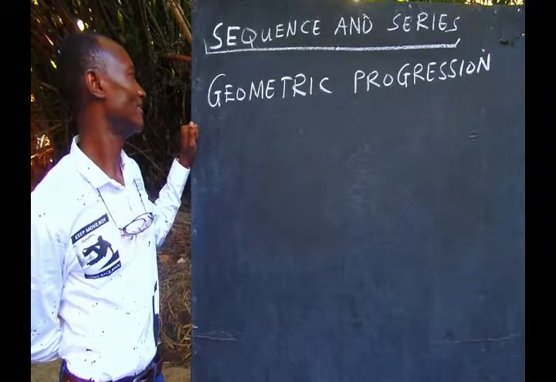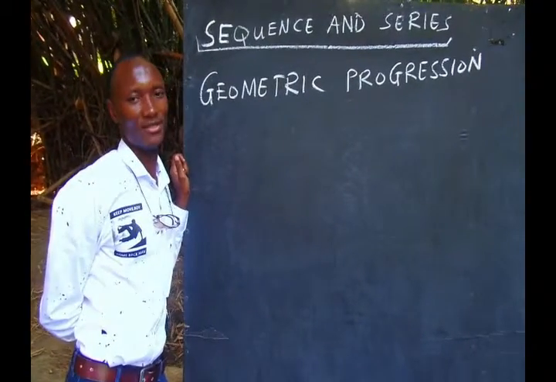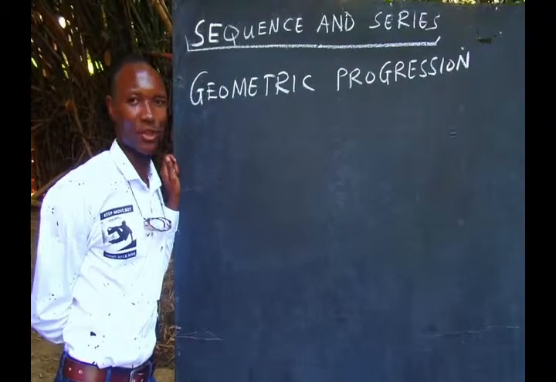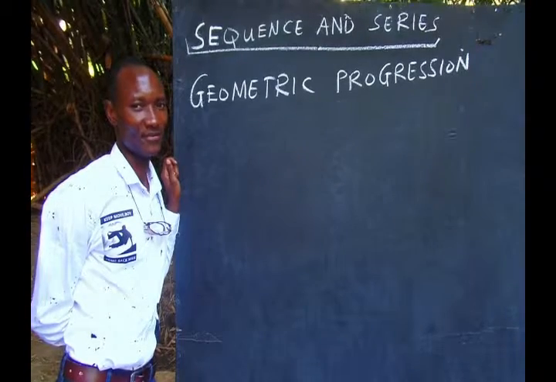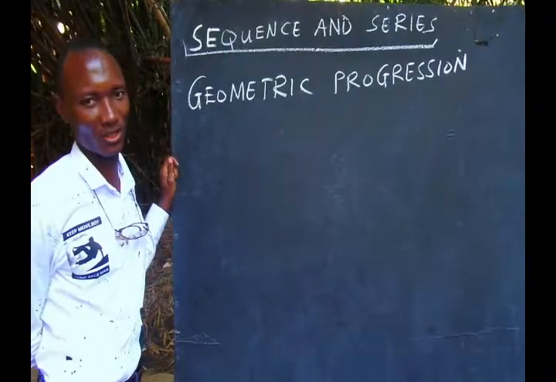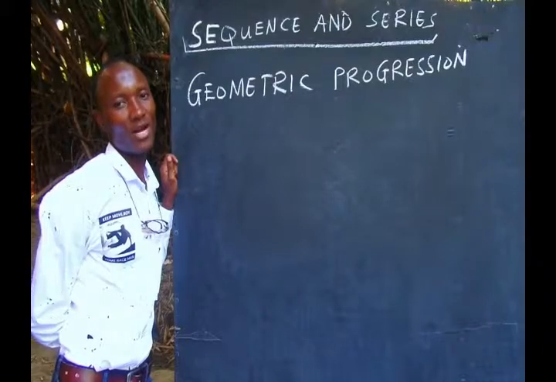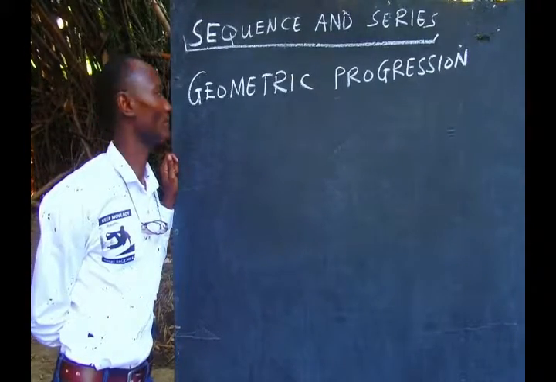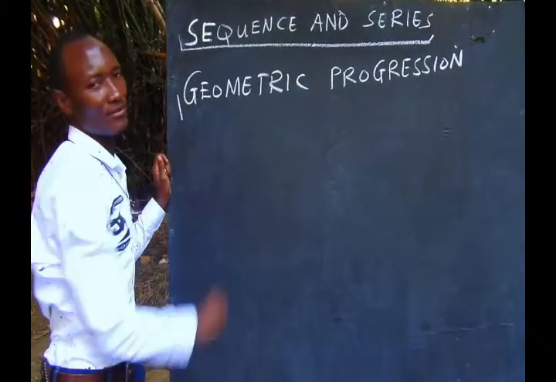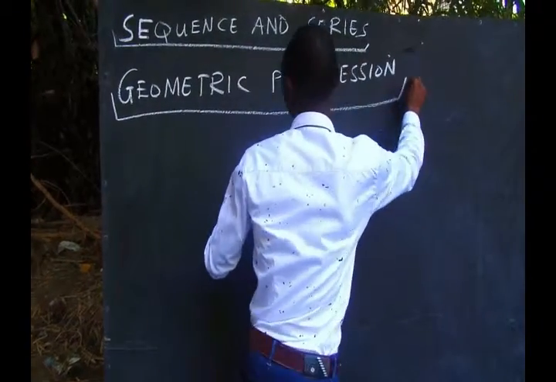My best friend, now we are in the second part of sequence. There is the arithmetic progression and the geometric progression. Arithmetic progression and geometric progression are going to be taught according to your level. So we are in the second part of sequence, which is called the geometric progression, my best friend.